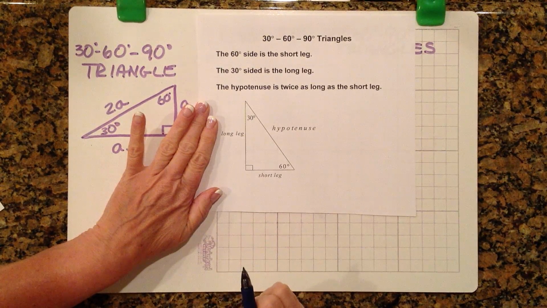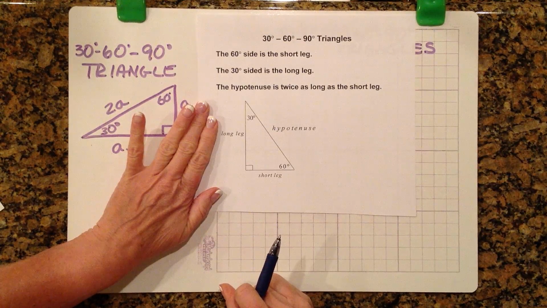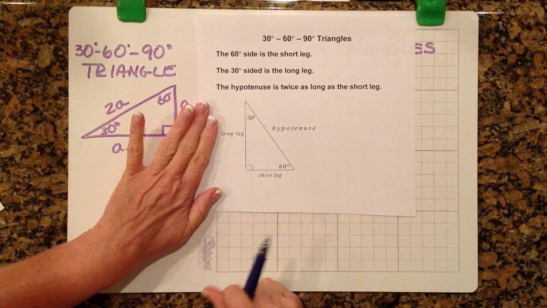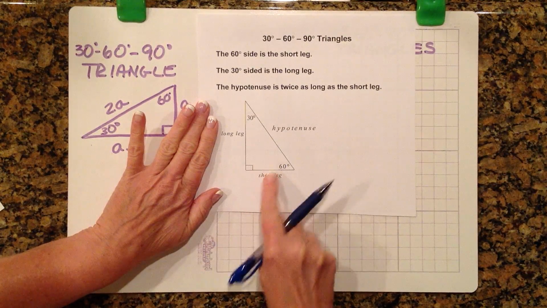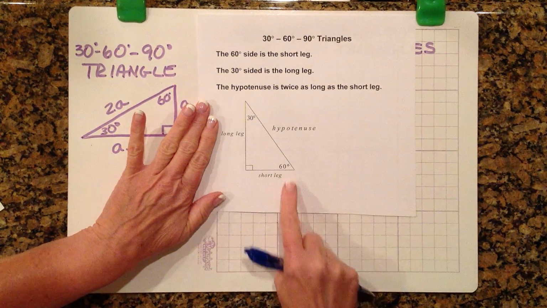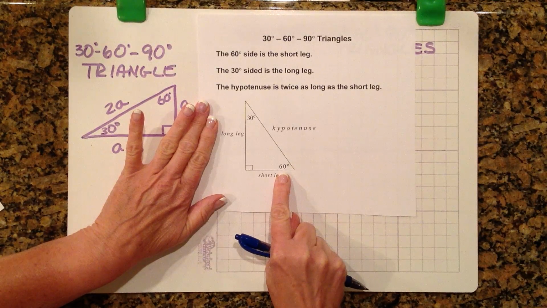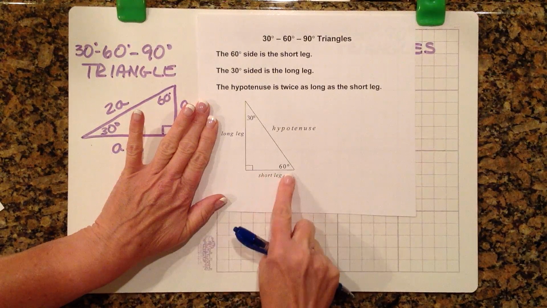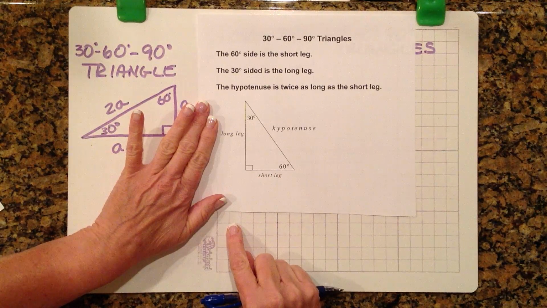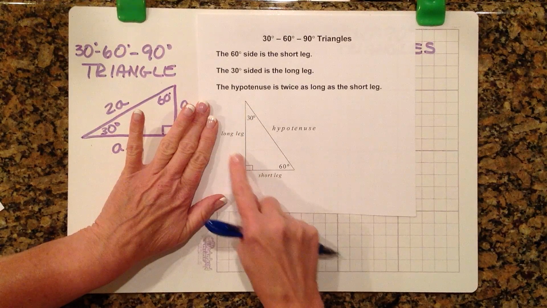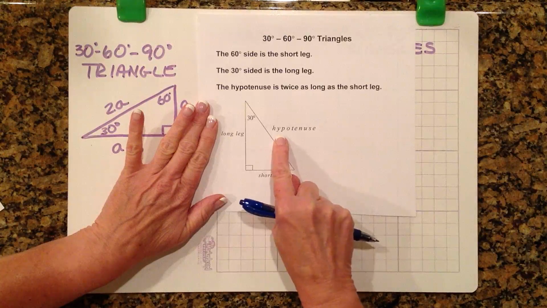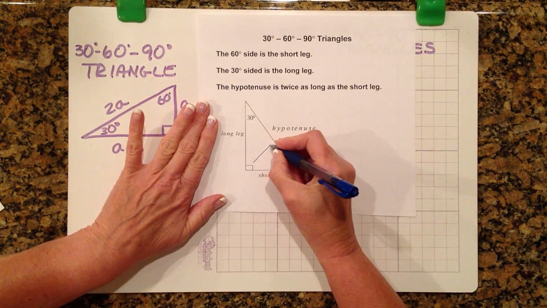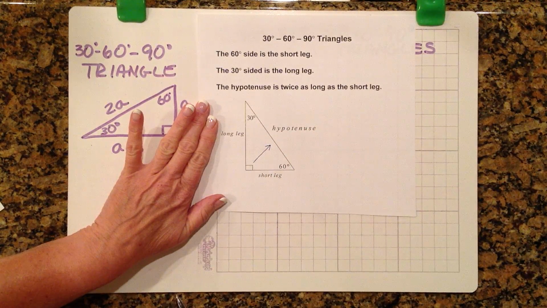In 45, 45, 90, the two legs were the same length. That's because that was dealing with an isosceles right triangle. This is not an isosceles triangle. Your 60-degree angle is your short leg. And if you can remember that, that's very helpful in working these problems. Your 30-degree side happens to be the long leg. And then you have your hypotenuse, which is opposite your right angle.